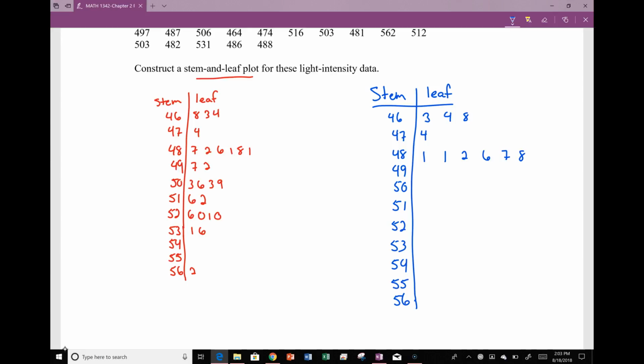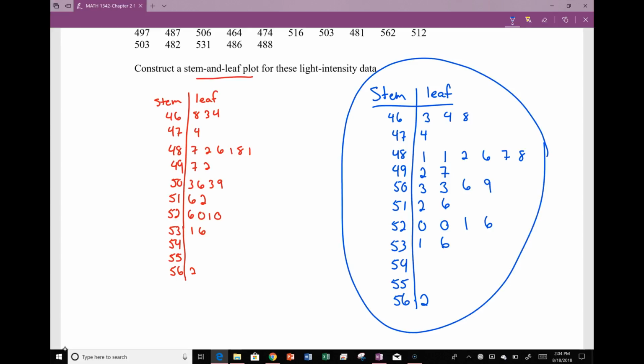Then I have 492, 497, 503, 503, 506, 509, 512, 516, 520 twice, 521, 526, 531, 536, and 562.